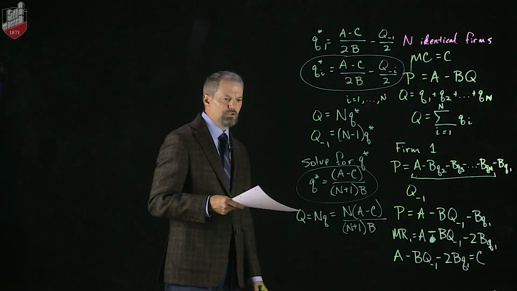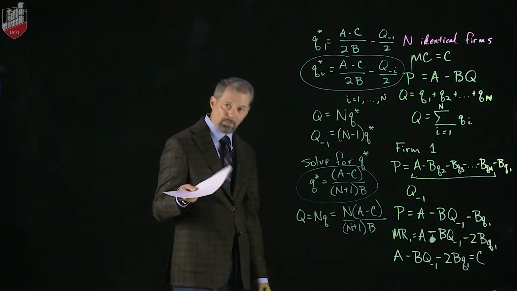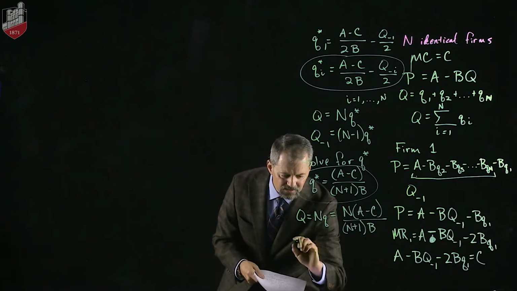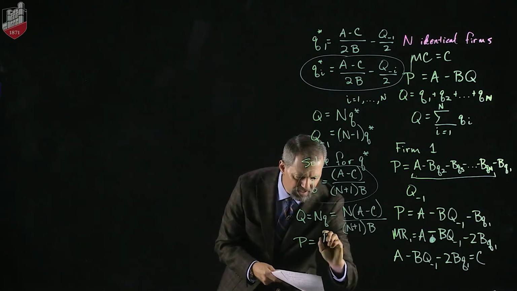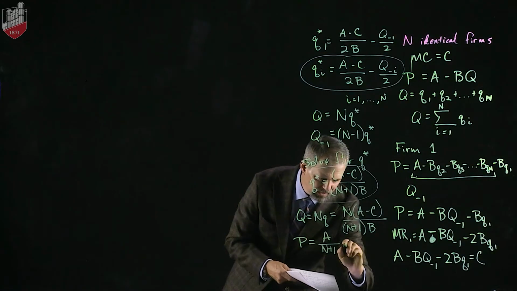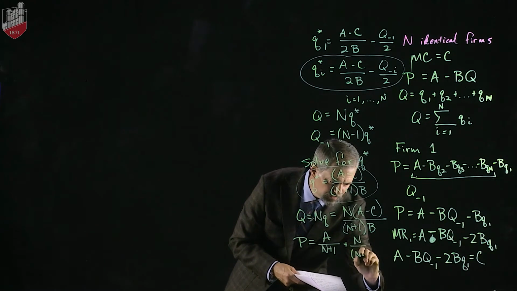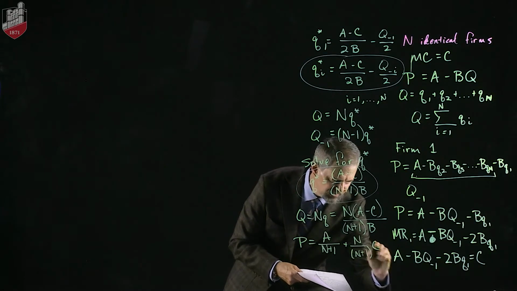If you do a little bit of algebra, you plug that into the demand curve, you can get price. I'm going to skip that because it's easy, but price is equal to A over (N plus 1) plus N over (N plus 1) times C.